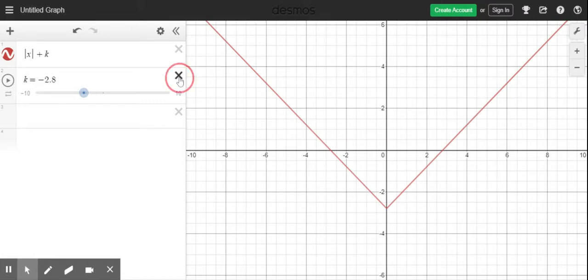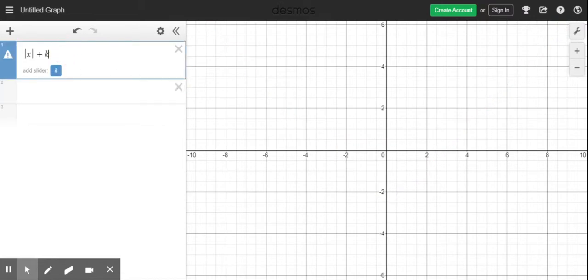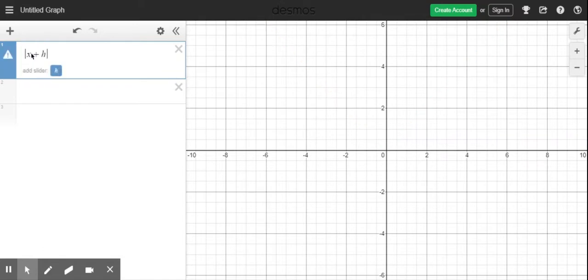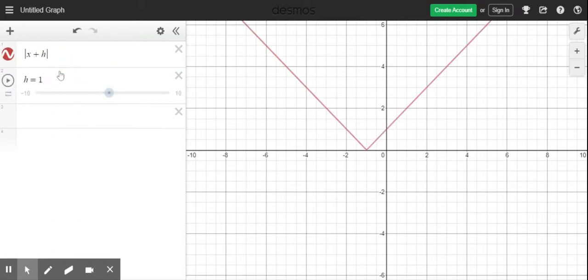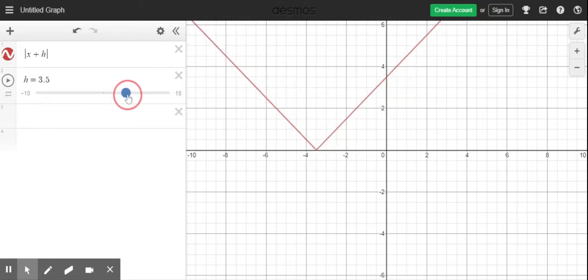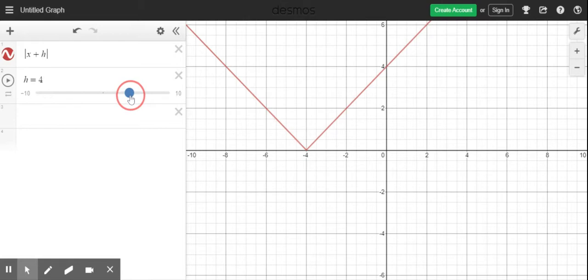What if instead of adding k at the end of the function, I added it directly to x? So inside of the absolute value, I'm going to put plus, I'm going to call this h this time. So now I'm adding it directly to the x. I'm not adding it at the end of the function. And notice that when h is equal to 1, my absolute value graph shifted to the left. And as I make it larger, it keeps shifting more and more to the left, and it shifts by this value of h.